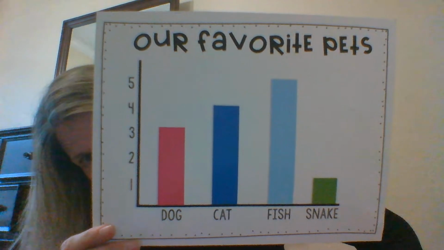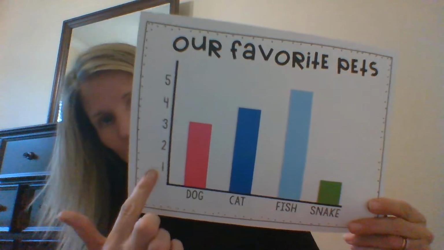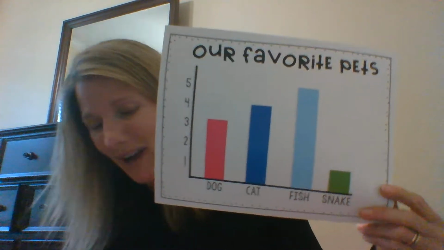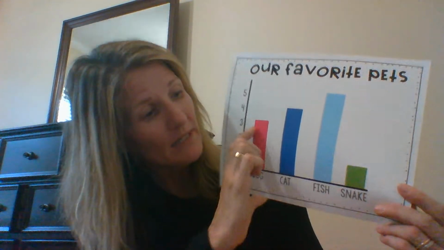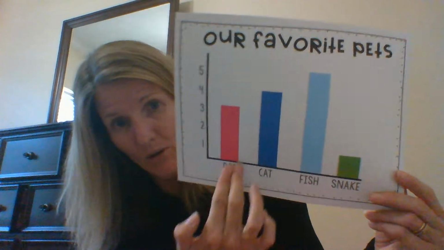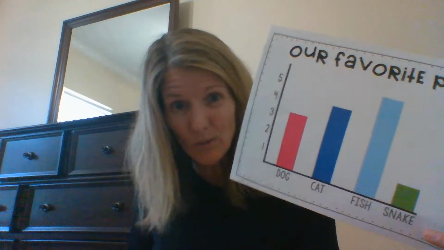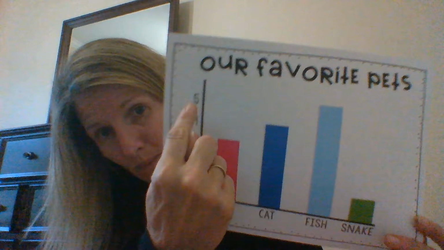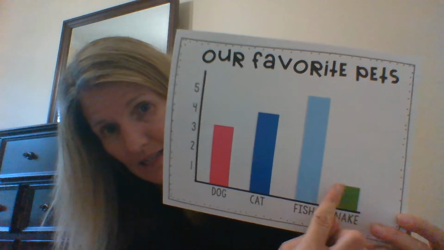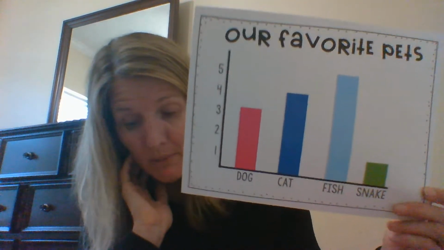Since we don't have pictures, do we need a key? No, but what we do need is, what are these? Numbers, right. We do need numbers to show how many, especially if you don't have individual bars to count. This just is all blended together, whereas this one has individual bars to count. But if you don't, then you definitely need the numbers so you can see, oh, how many people like fish? Boom, 5. How many like snakes? 1, right? So numbers, very important on a bar graph.